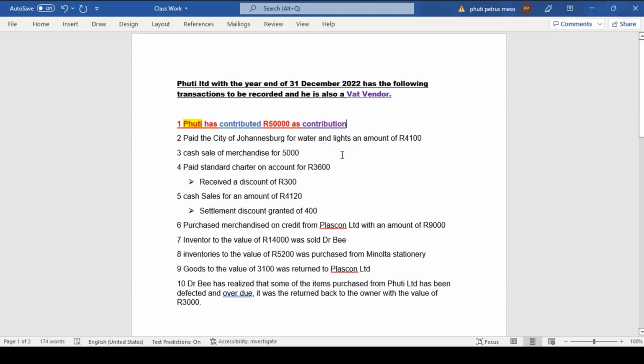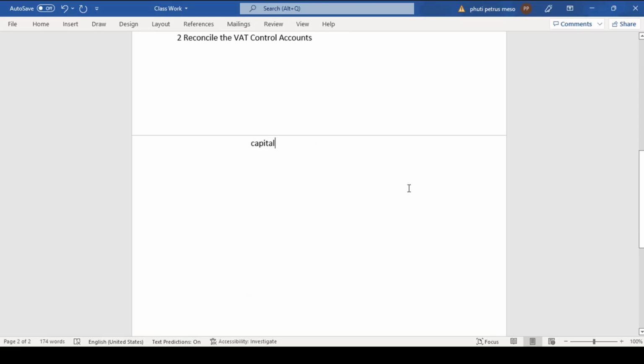So if we were going to show this now, it means that we were going to have capital. Remember, capital is an equity. Then I would just say credit with an amount of how much? 50,000 Rand. Okay, and then the other one will be the bank. Bank, it's my bank as the business owner, Putty Limited, right? And then you close it underneath, and then you debit that. Let's say you put that as a debit, and then you put the 50,000 Rand.